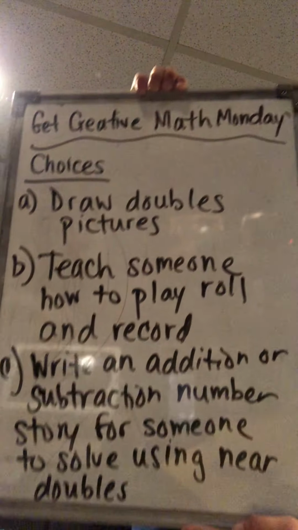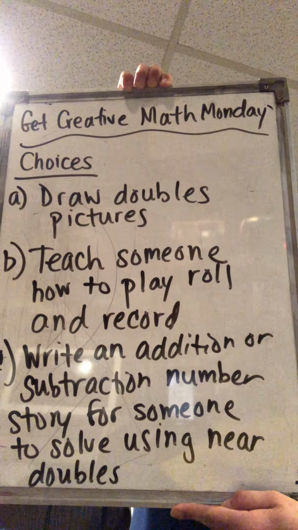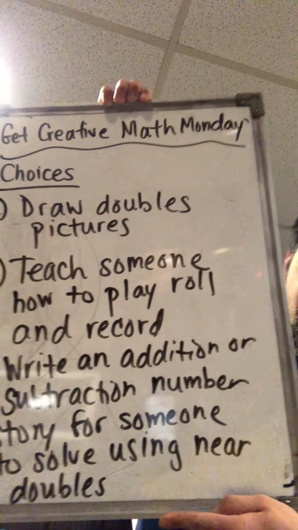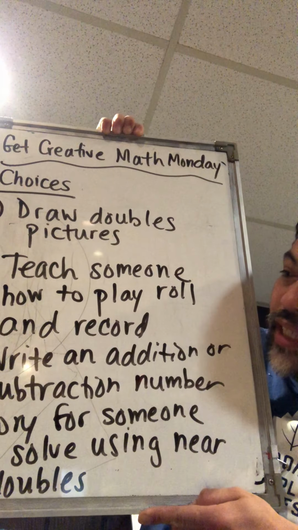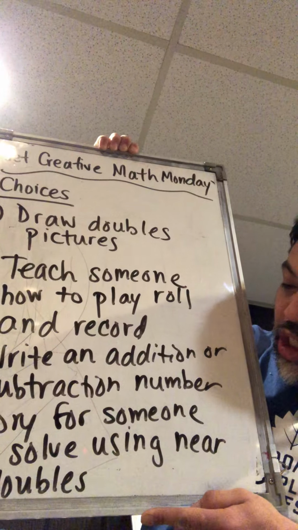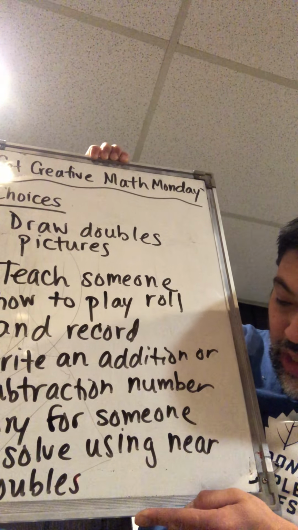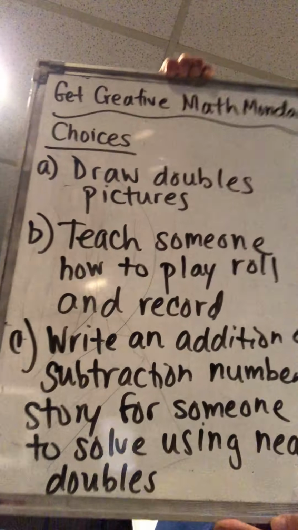And you probably have seen the slides on your Google Classroom page for your class, but I'm going to give you the choices right here. So we have some choices. I hope you could see them. Our choices are you can A, draw doubles pictures. B, you could teach someone how to play roll and record. Or C, you can write an addition or subtraction number story for someone to solve using near doubles. Okay, do you see that?